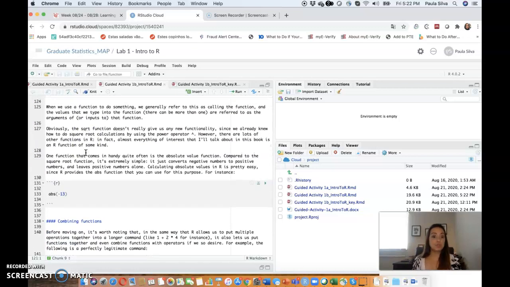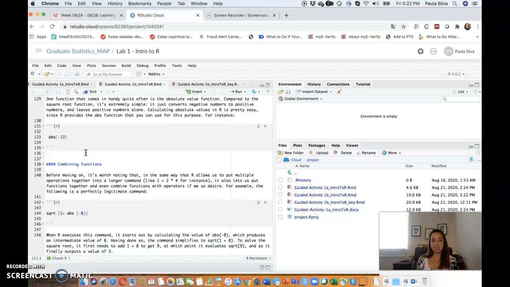When we use a function to do something, we generally refer to this as calling the function. And the values that we type into the function, there can be more than one, are referred to as the arguments of or inputs to the function. Obviously, the square root function doesn't really give us any new functionality since we already knew how to do square root calculations by using the power operator. However, there are lots of other functions in R. In fact, almost everything of interest that I will talk about in this class is an R function of some kind.